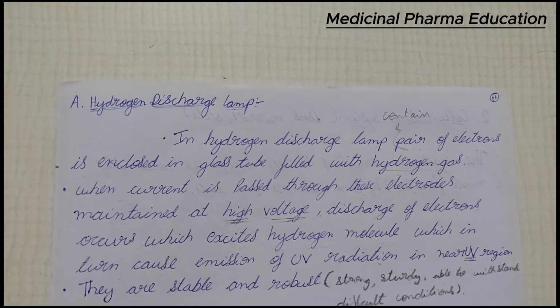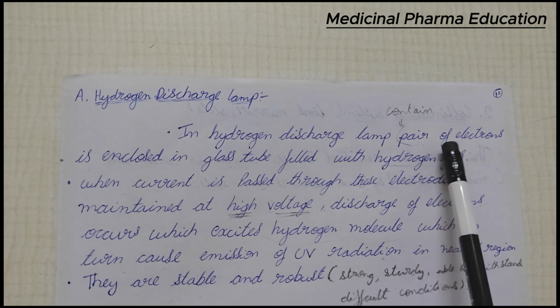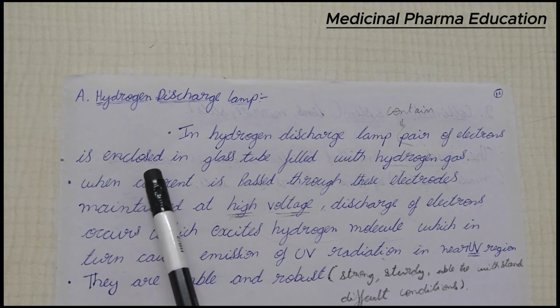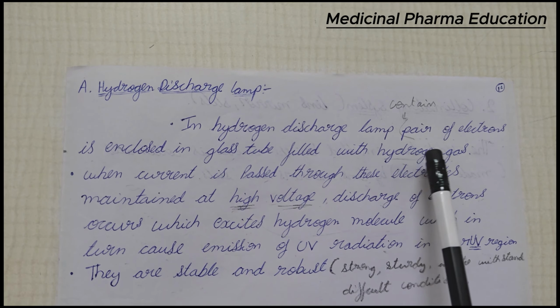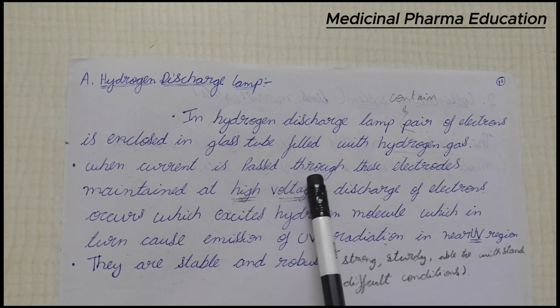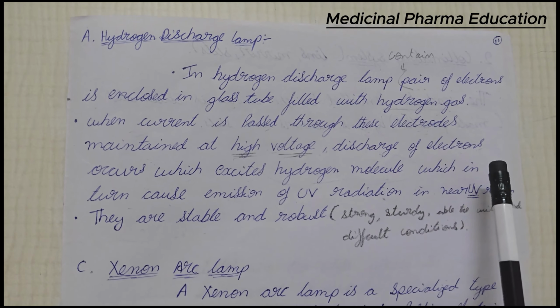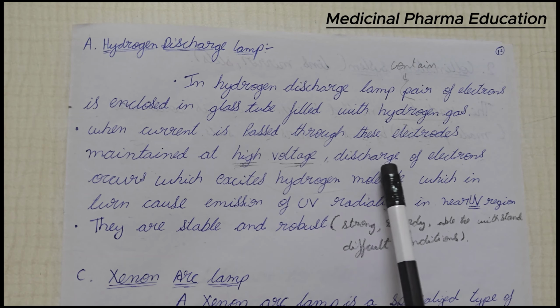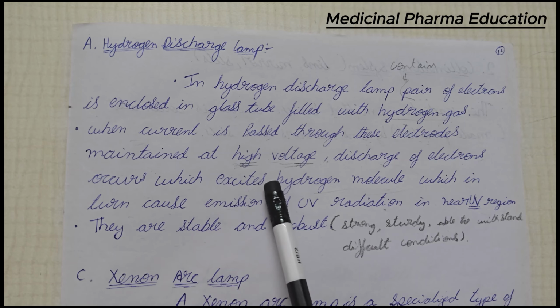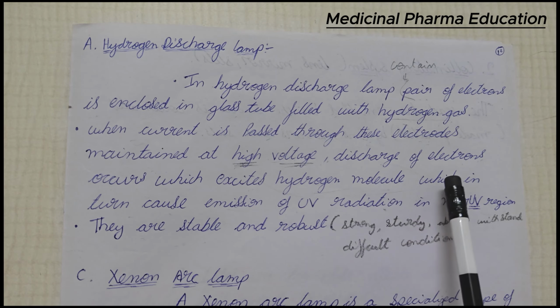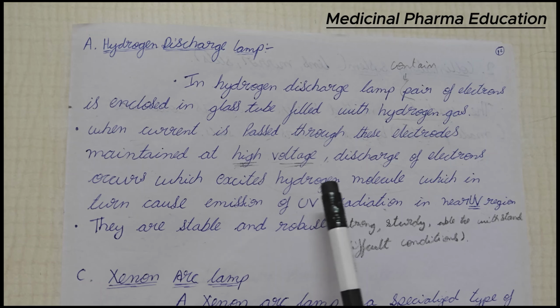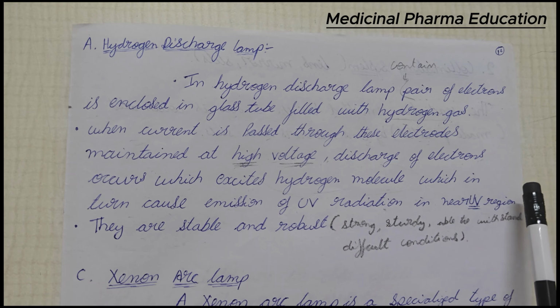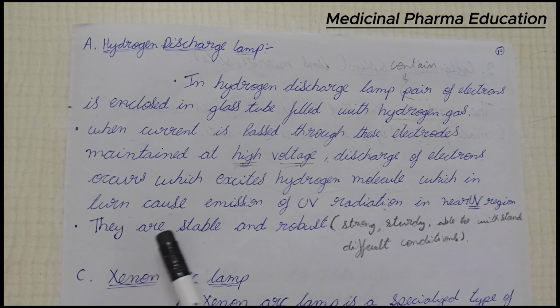Okay, the hydrogen discharge lamp contains a pair of electrodes enclosed in a glass tube filled with hydrogen gas. When the current is passed through these electrodes, maintained at high voltage, a discharge of electrons occurs which excites hydrogen molecules, which in turn causes emission of UV radiation in the near UV region. It is stable and robust. Robust is nothing but it is strong, steady, and able to withstand difficult conditions.